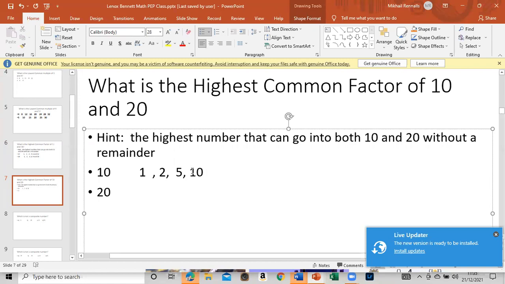Same procedure. Always start off with 1 as a factor because 1 is a factor. 2 is a factor of all even numbers. And then we check if 3 can go in here. No. So 4, 5, then 10. As we see the 10, we know for certain we can still put the 20. Very good. All right. Next question.